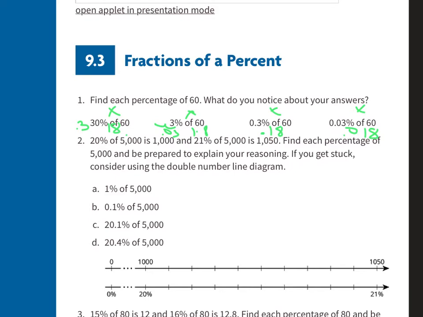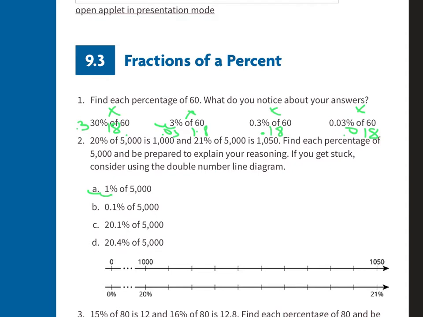Okay. Number 2, 20% of 5,000 is 1,000, and 21% of 5,000 is 1,050. Find each percentage of 5,000 and be prepared to extend your reasoning. What I would do is I'd just type it in my calculator. Okay, 1% of 5,000, so 1% is 0.01 times 5,000.